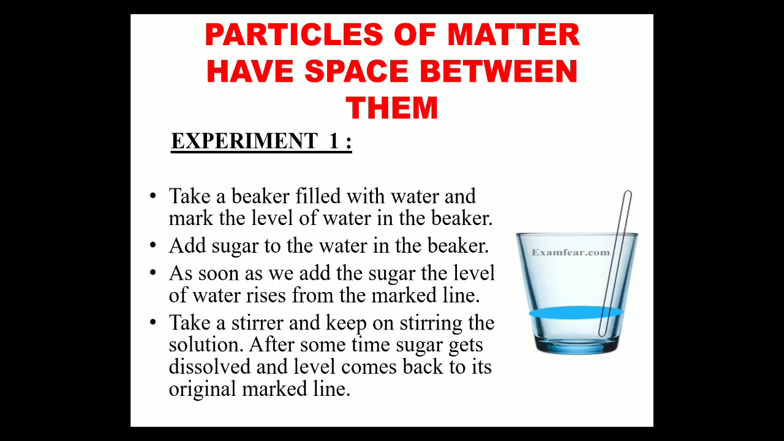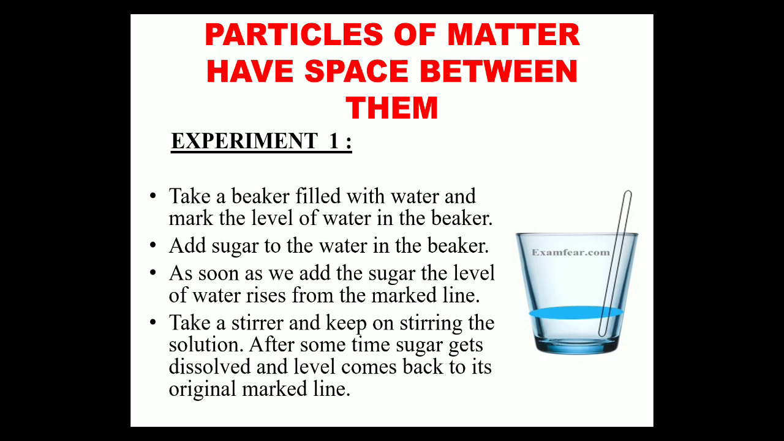This property or characteristic can be proved by the activity which we have already done. This activity was explained for the property that matter is made up of particles. The same activity will also prove that particles of matter have space between them. If you take a beaker and add water, you will mark the level of water, and when you add some sugar, you will see there will be a rise in the level of water, right? The level of water will be increased.